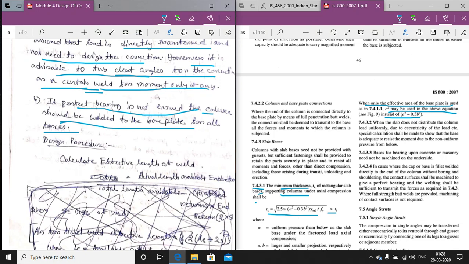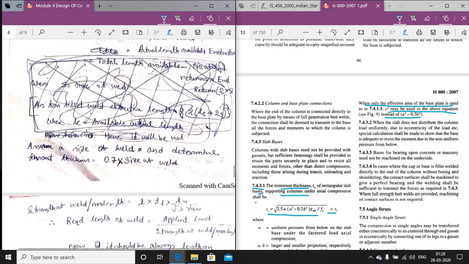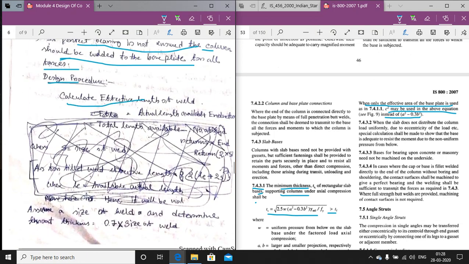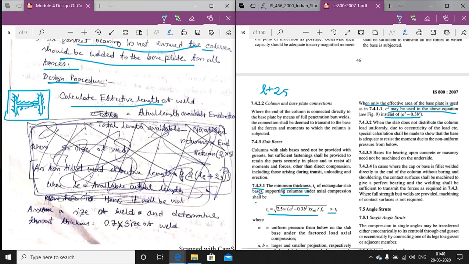Now the design procedure for the weld connection. First, the effective length of the weld connection has to be calculated. That means how much length we can provide in the section. Consider this is the column section, and this is the total area of weld we can provide here. So what is the formula to calculate the effective length of the weld?